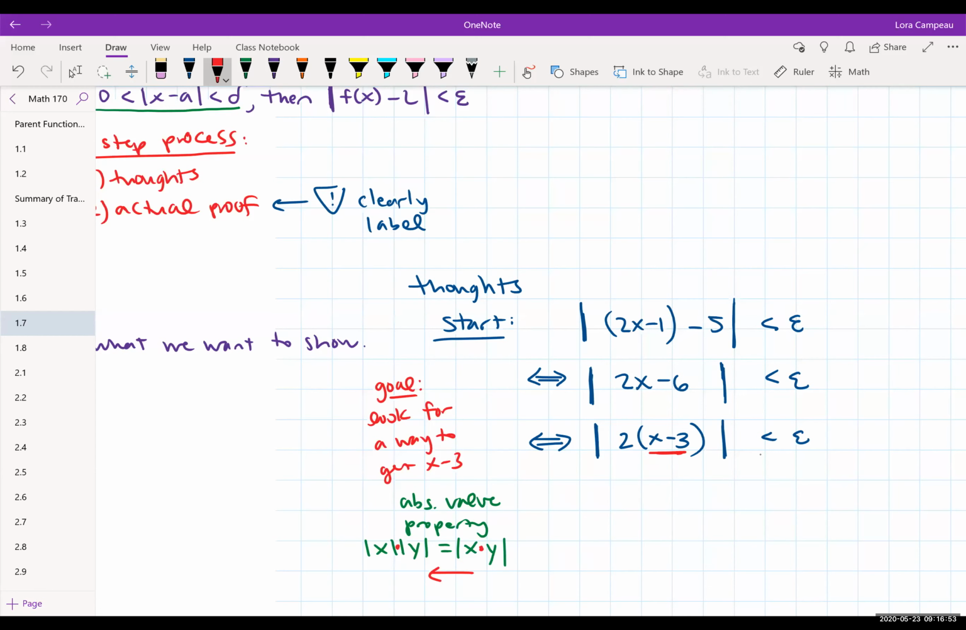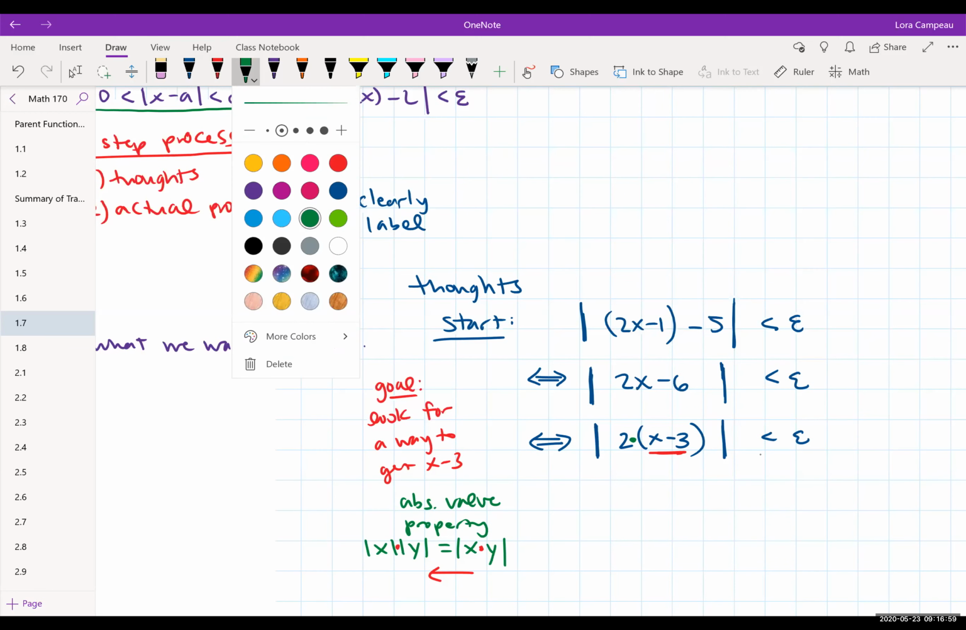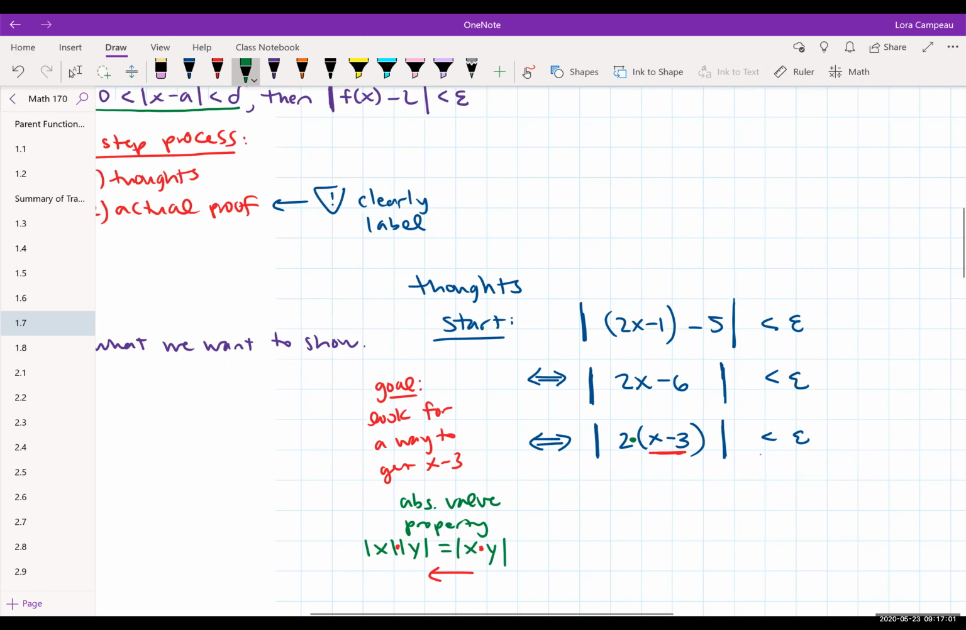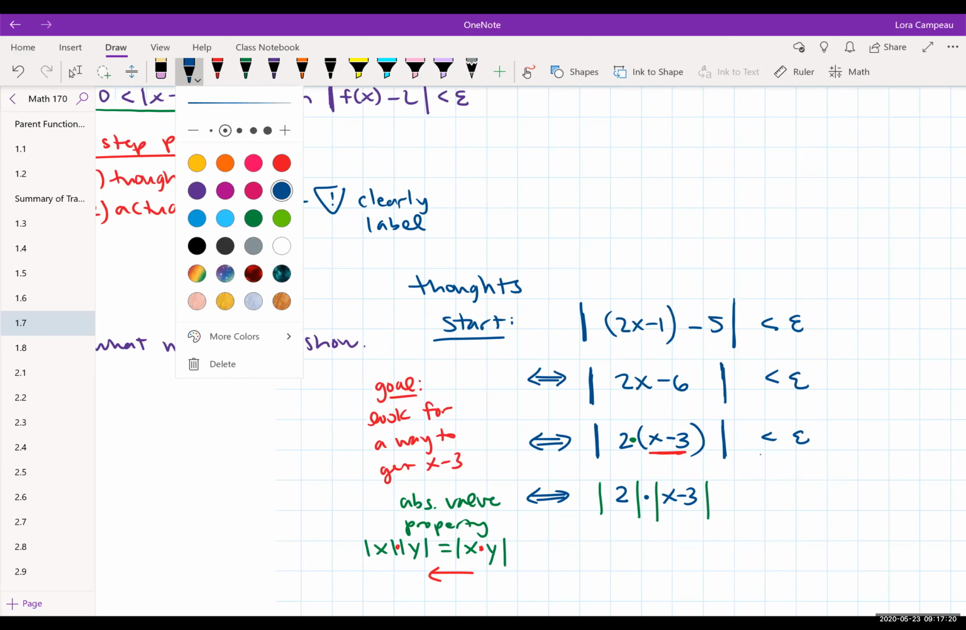So we see ourselves having a product. So if I were to break this up, this is now going to become the absolute value of 2 multiplied by the absolute value of x minus 3. Equivalent statement. And we are still less than epsilon.